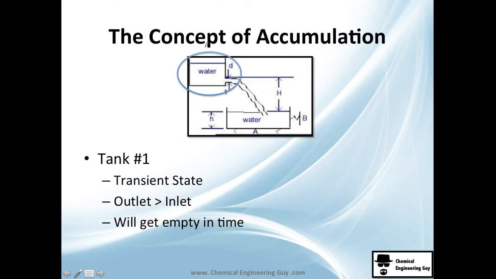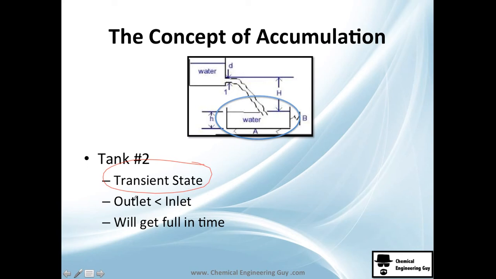But what happens when you analyze tank 1? You will have a transient state here, because the inlet is 0. Because the inlet is 0, we have outlet, and we're going to empty the tank. If you wanted to do a mass balance in this system, you will have a transient state equation. And yes, tank number 2, transient state.